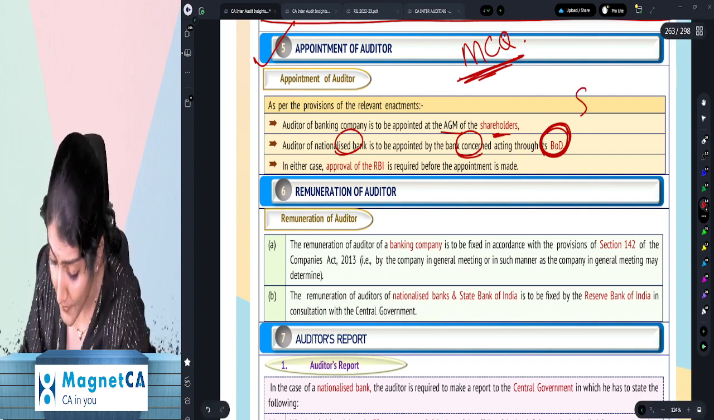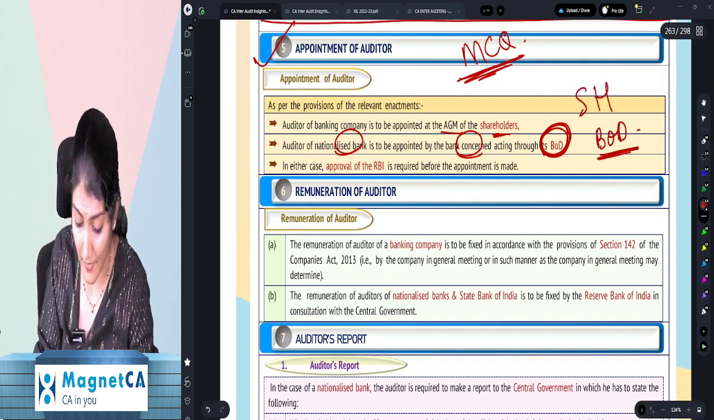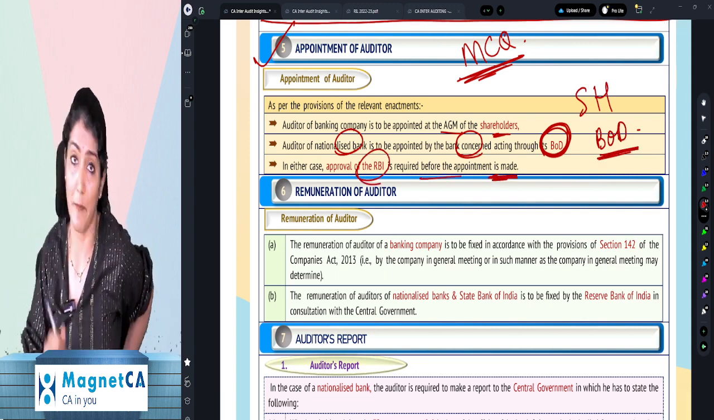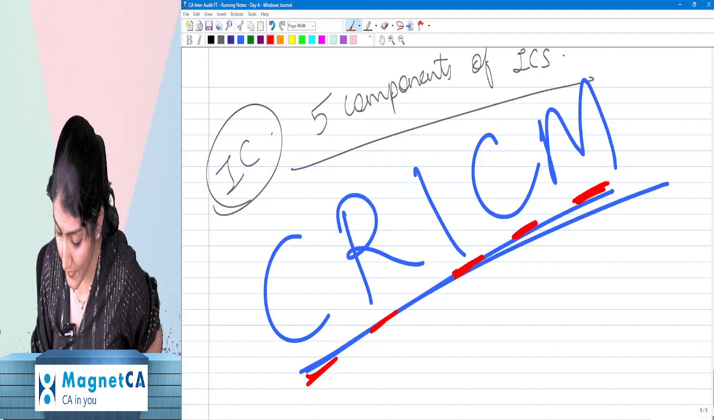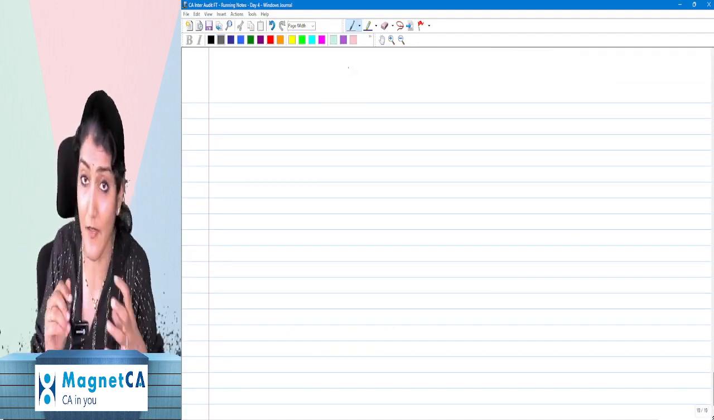And whether appointed by shareholders or by the board of directors, the approval of RBI is required before the appointment is made. Right, the approval of the RBI is required before the appointment is made.